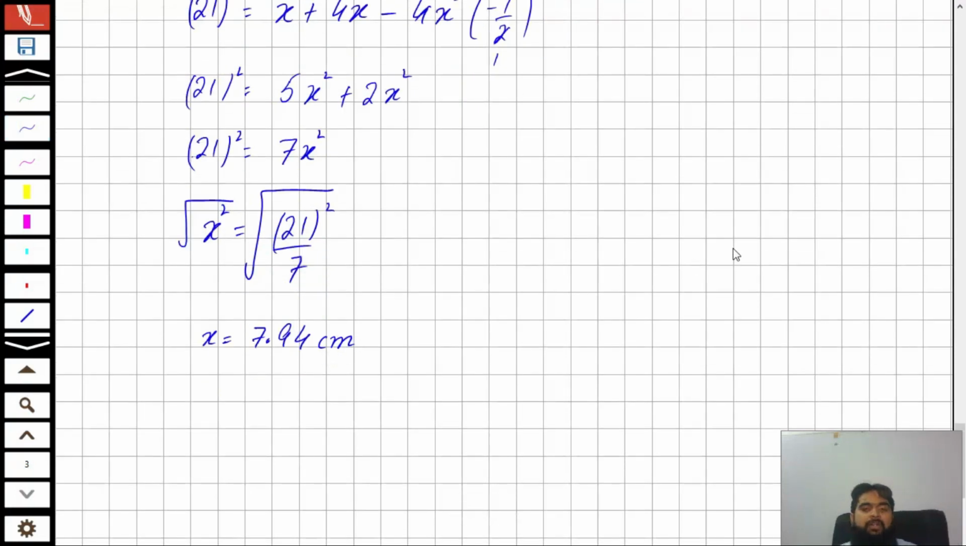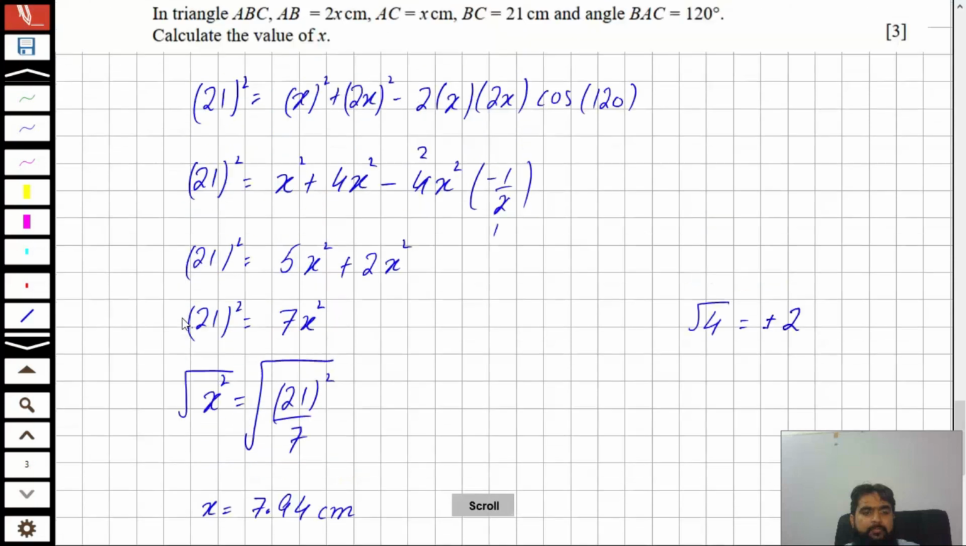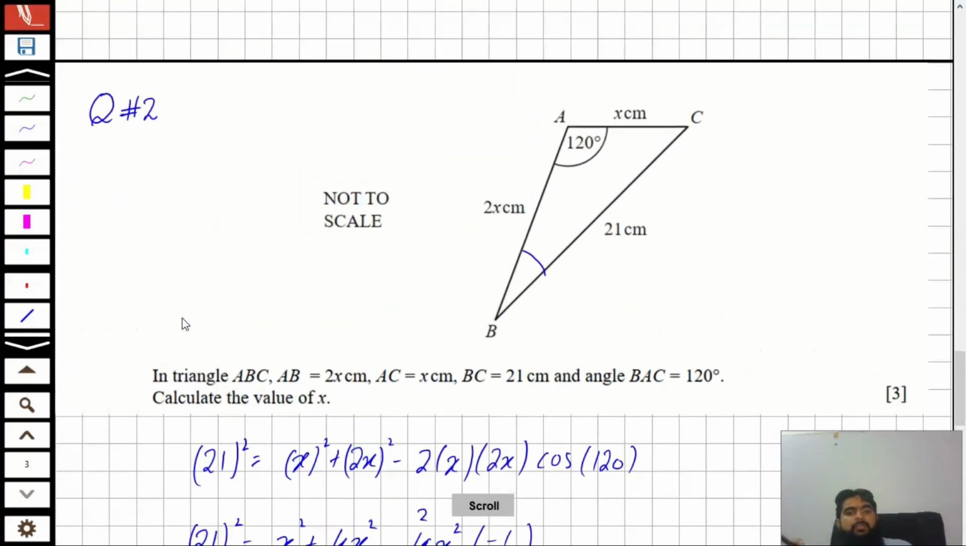Okay, for example, when you are taking the square root of 4, you will get plus 2 as well as minus 2. We are not taking the negative value here because we are going to find the length, and length will never be negative. Okay, so this is how you can find the side. So this is the cosine rule.